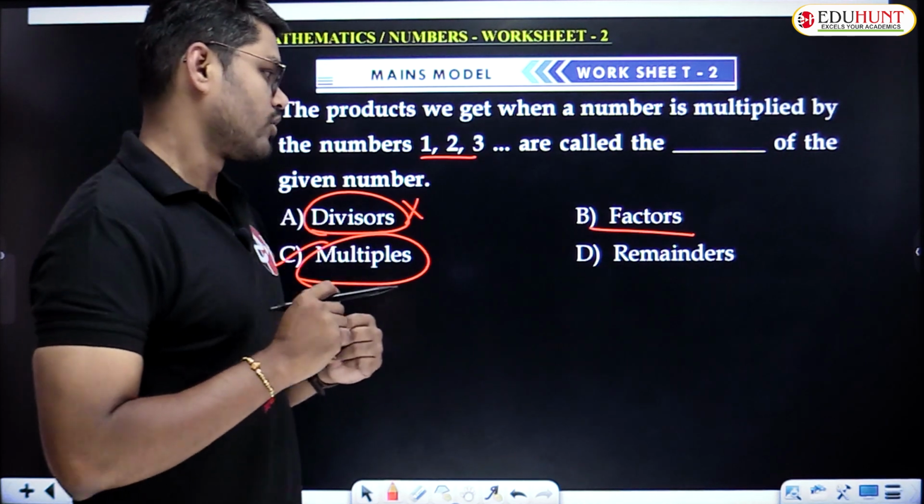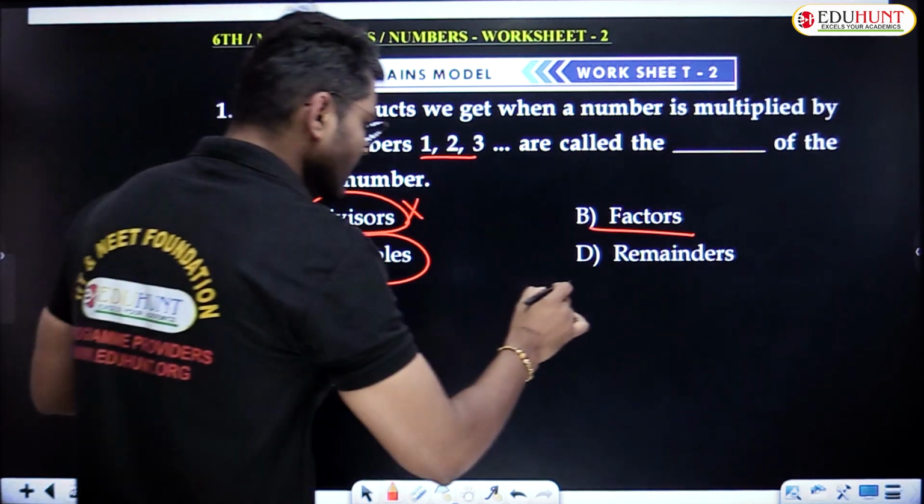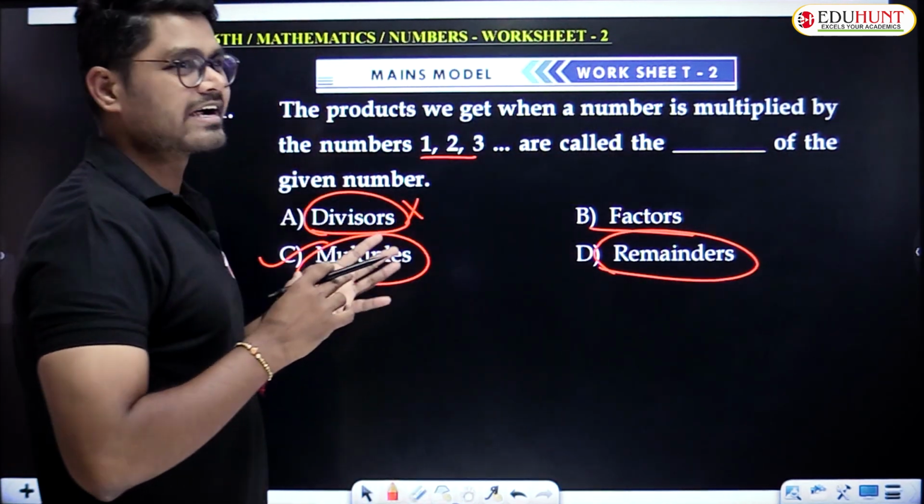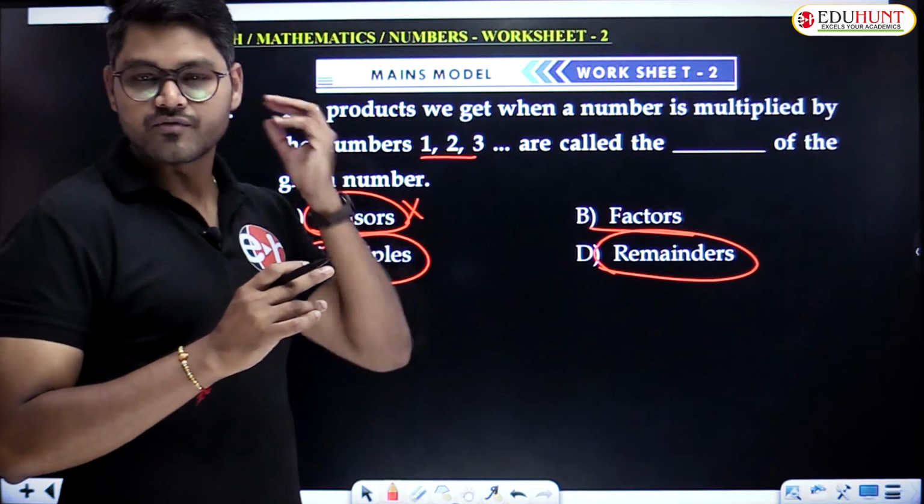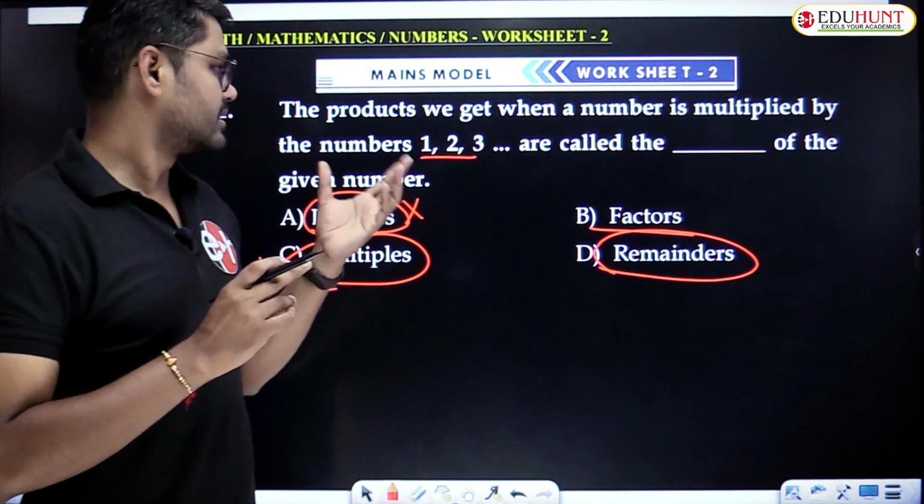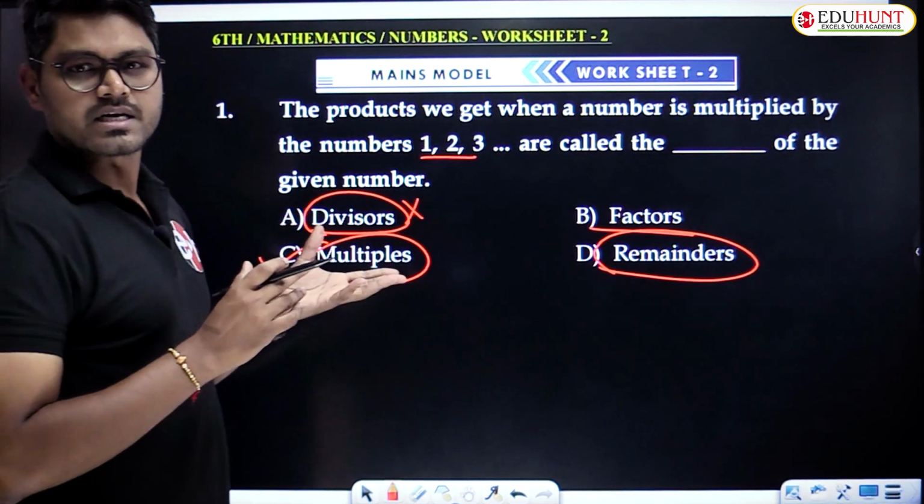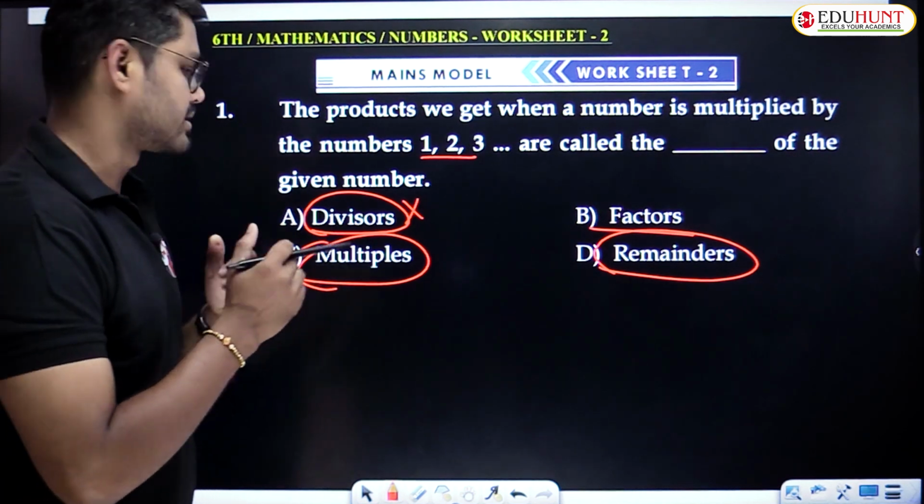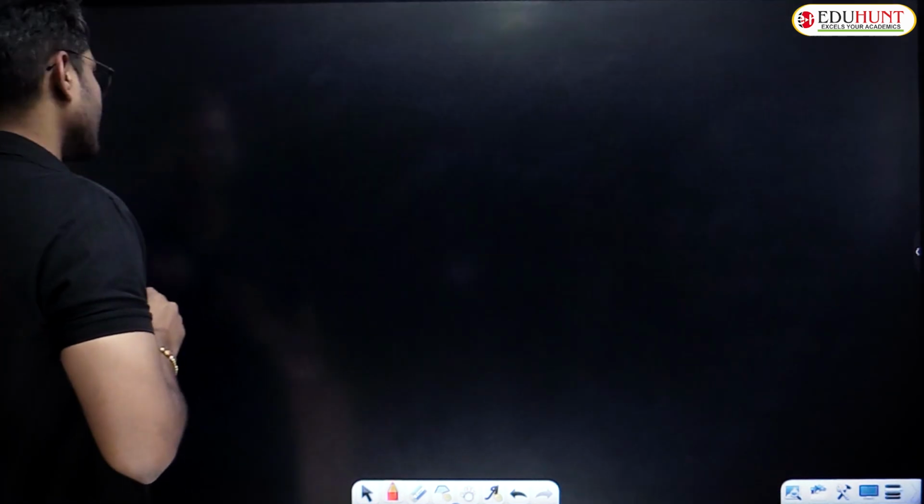Okay, students? What is remainder? When we divide any number, the rest of the number which we cannot divide, that is called remainder. Okay, right. Let's move on to the next one.